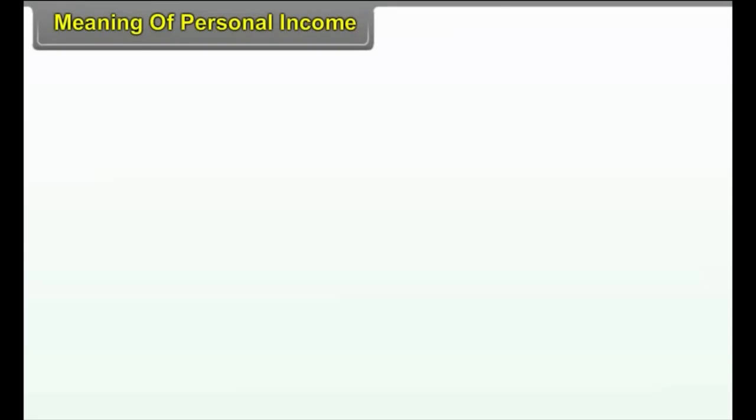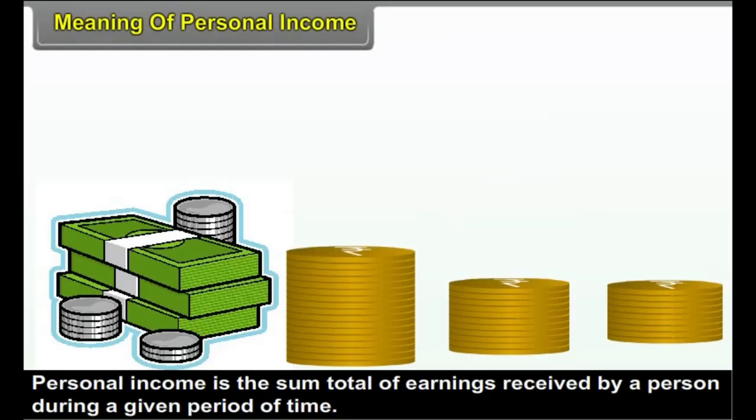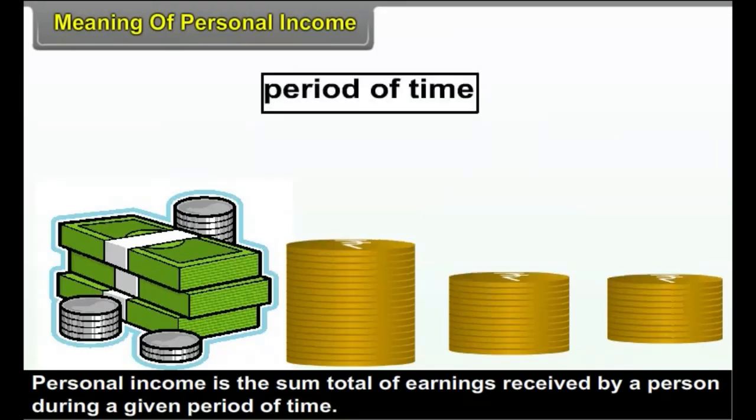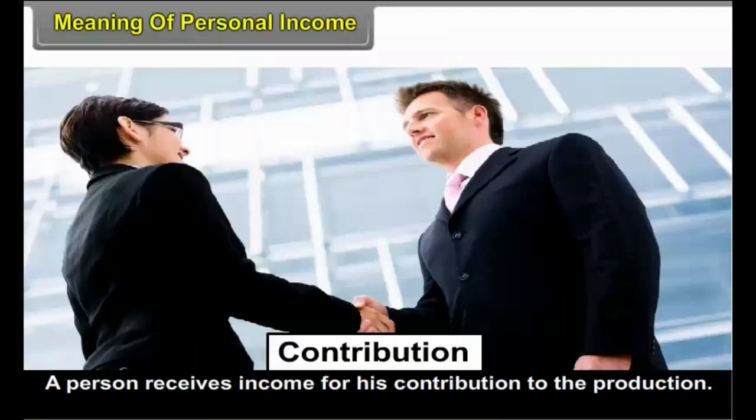3.2 Meaning of Personal Income. Personal income is the sum total of earnings received by a person during a given period of time. A person receives income for his contribution to the production.